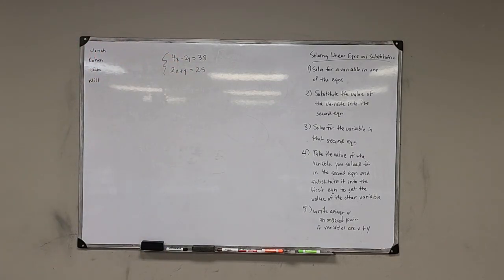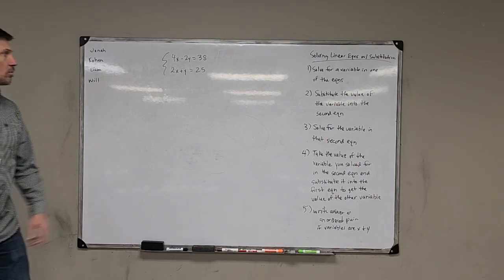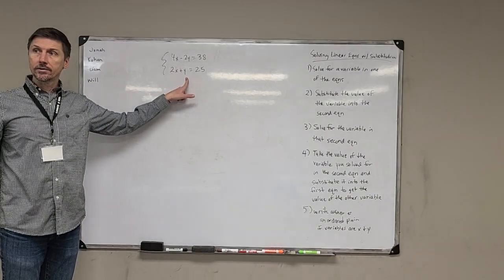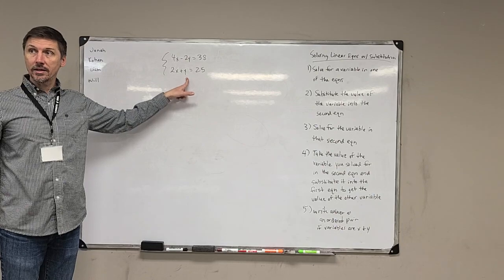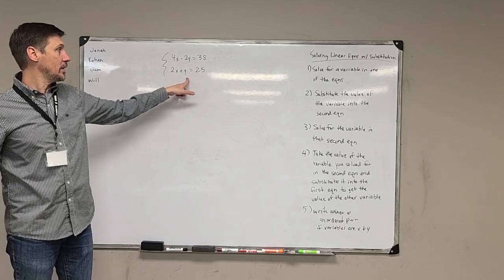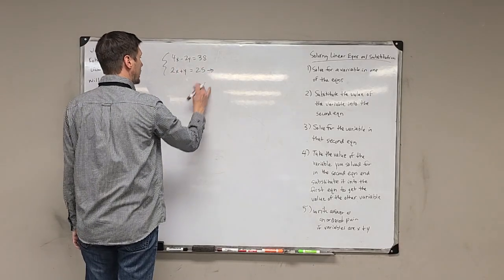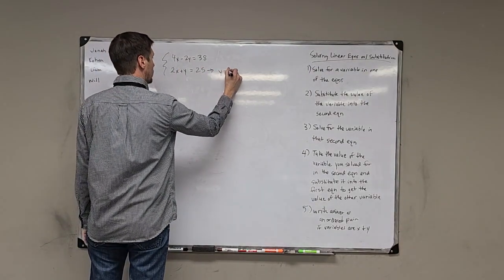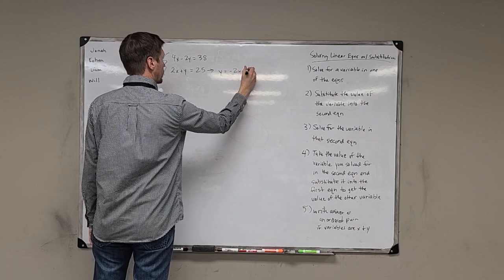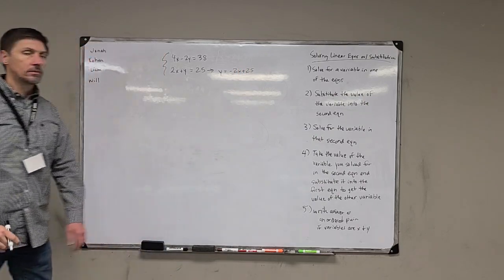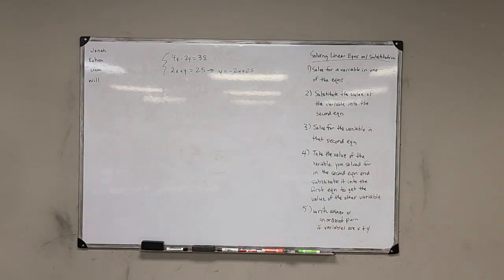All right, first step, which variable am I going to solve for? Y. Solve for y in the second equation, right? You're right, yeah. Because it's already all by itself with no coefficient in front of it. So that's the one we want to solve for. So we're going to make this guy y equals negative 2x plus 25. All right? So I solve for y, that's step one.